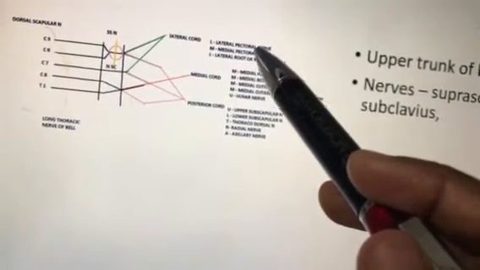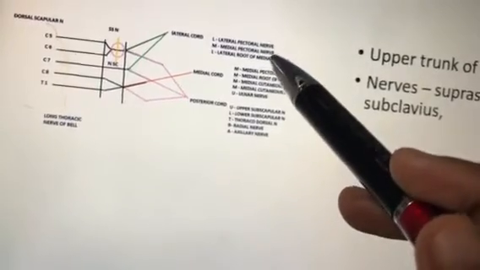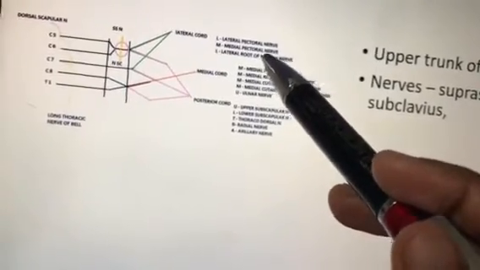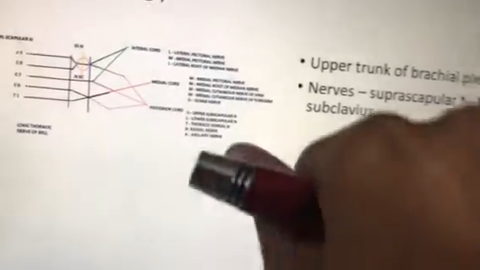The person will not be able to supinate. So what will happen? Pronation. So the arm will be that hand will be pronated.